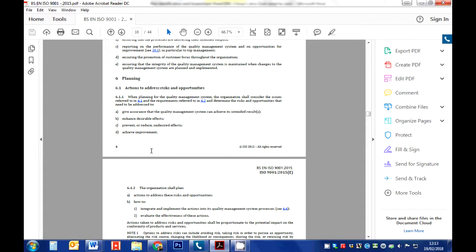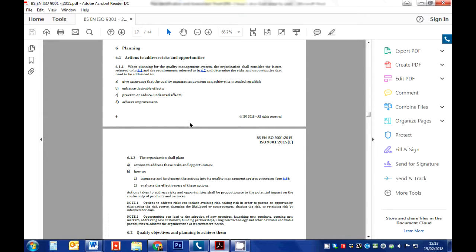At planning, and more specifically on 6.1, actions to reduce the risks and opportunities that you may have identified. What this is asking you to do is to assess what risks there may be to your company and to your quality management system, identify those risks, and then do something about it. Put in place some sort of action, corrective action or action which will reduce the consequences of those risks, and then reassess those risks to identify whether what you've done and the actions you've taken have really improved the consequences or eliminated that risk to the company.